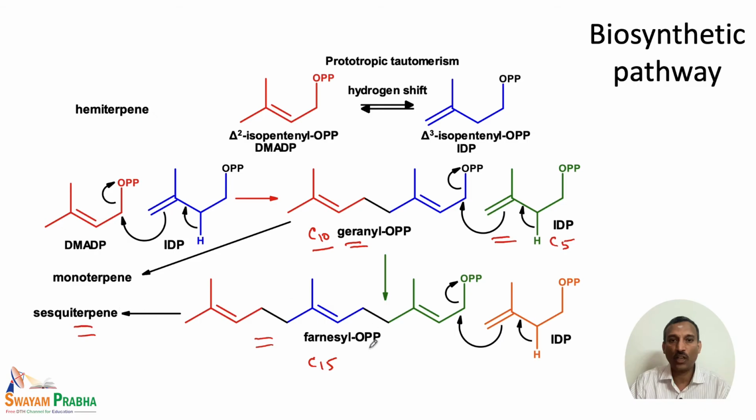In fact, this farnesyl OPP can further react with IDP to give the 4 isoprene unit derivative. When we look at the diterpenes, we will be looking at how this combination leads to various diterpenes. So geranyl OPP leads to monoterpenes and farnesyl OPP leads to sesquiterpenes. Biosynthetically, these are the 2 major reactions.